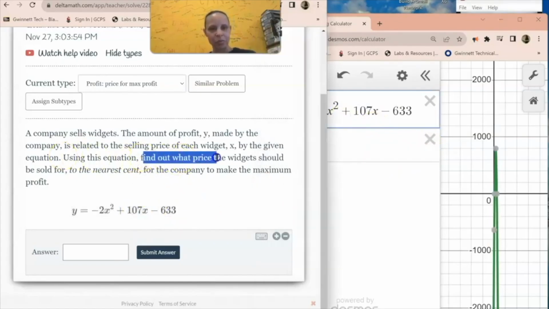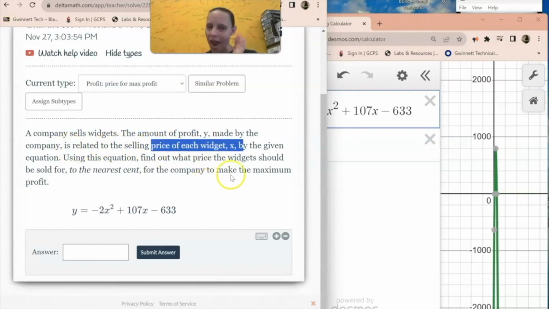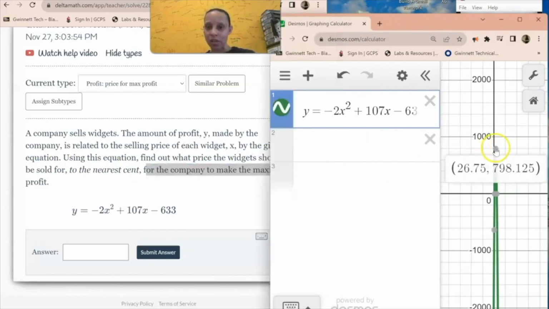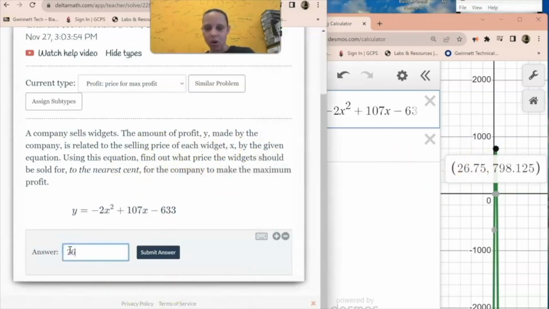Using this equation, find out the price. So I need to know is price X or is price Y. The amount of profit is Y, okay? So profit is Y and the price is X. So whatever I do, I put in the X value. All right, let me see the question. What is the price the widget should be sold for to the nearest cent for the company to make the maximum? Again, where does the maximum happen? At the very top. And again, what did I want? The price, which was my X, because it told me in my question. So it's 26.75. Real simple. All you have to do is just read it and understand what it's asking to match it.